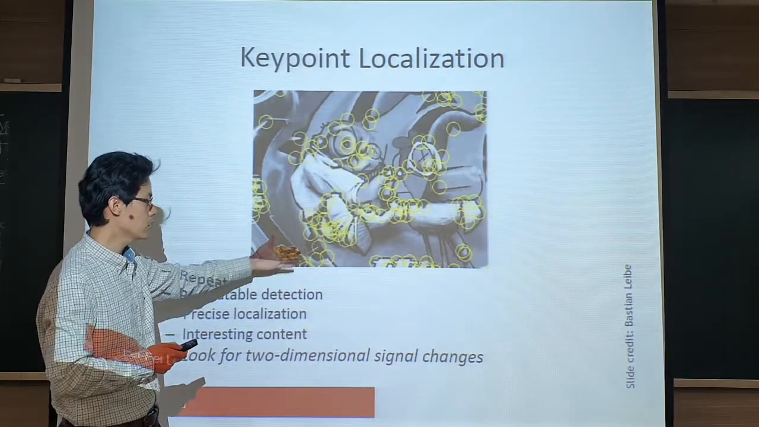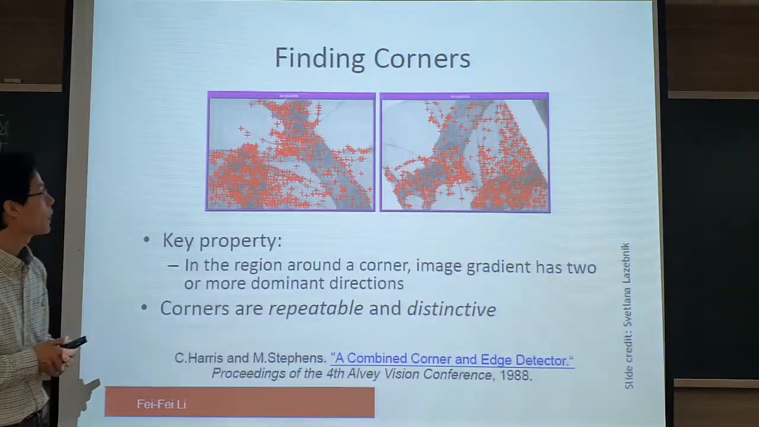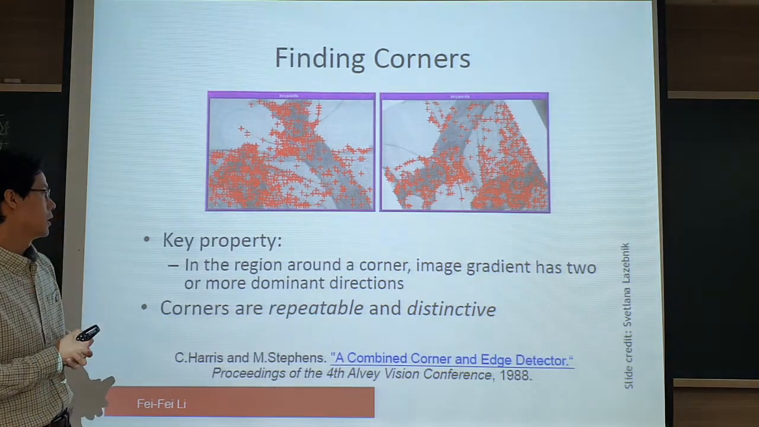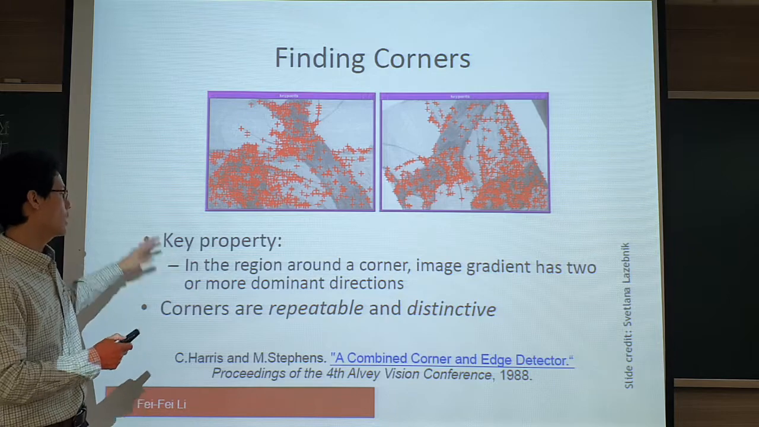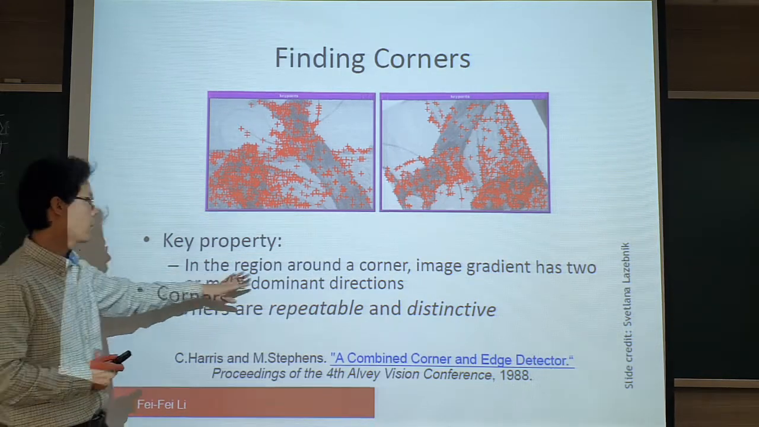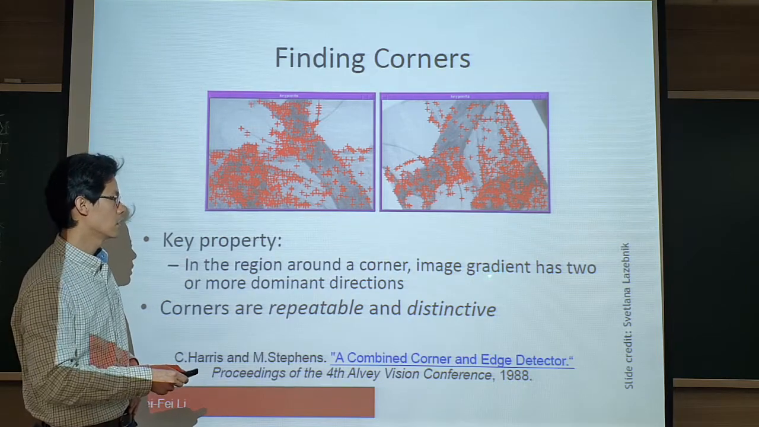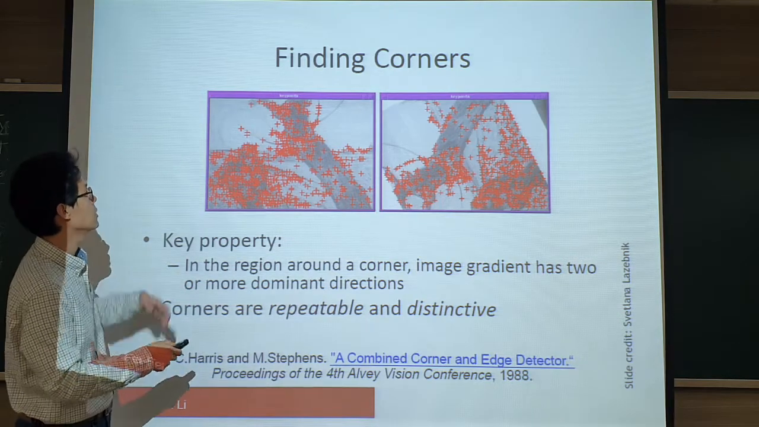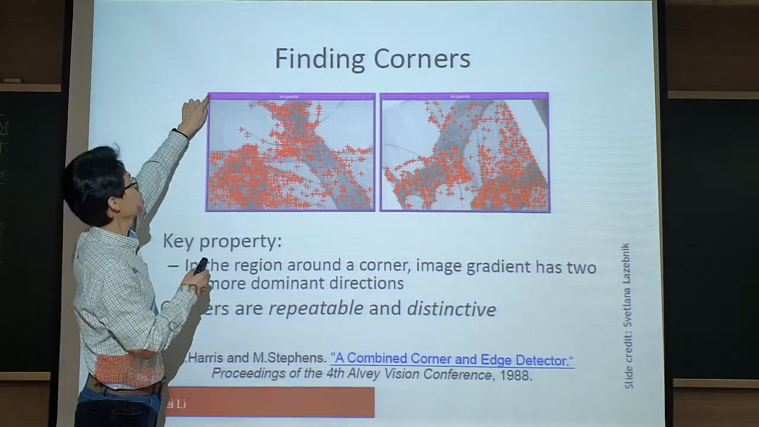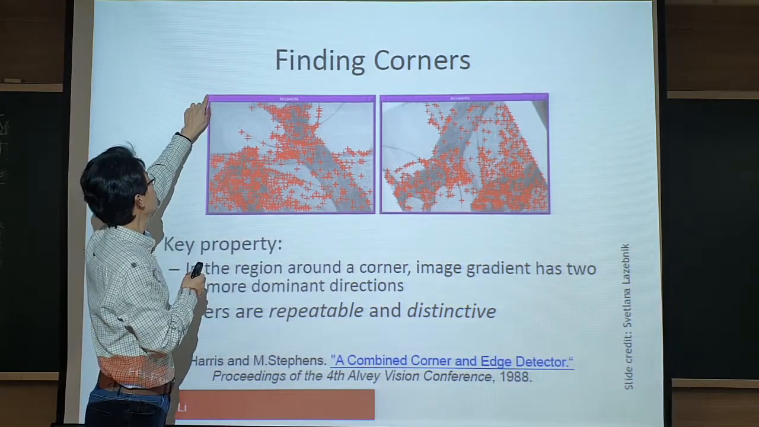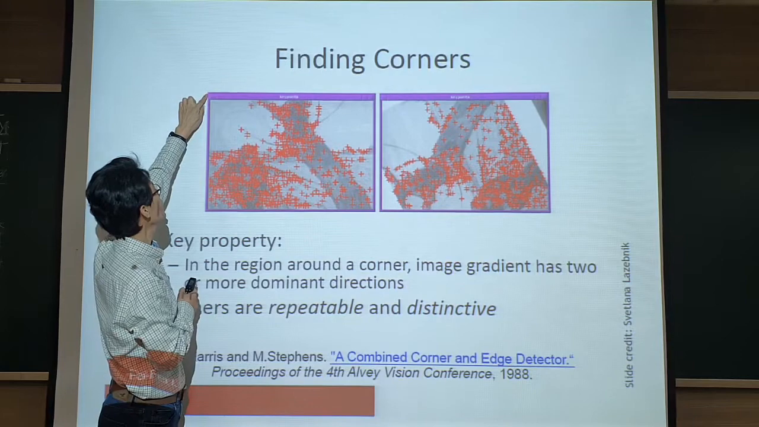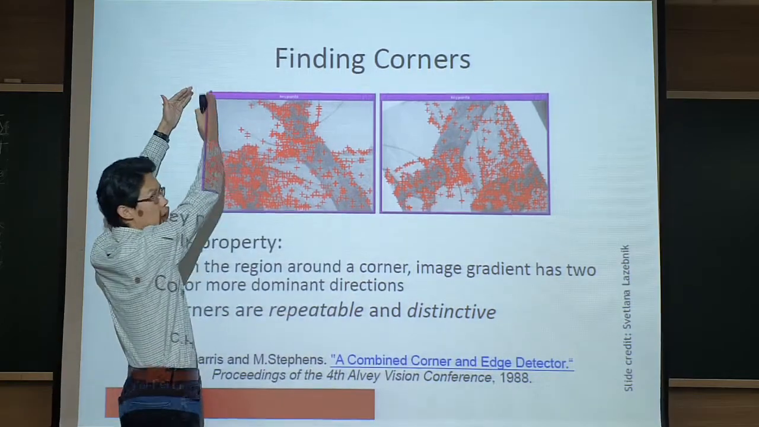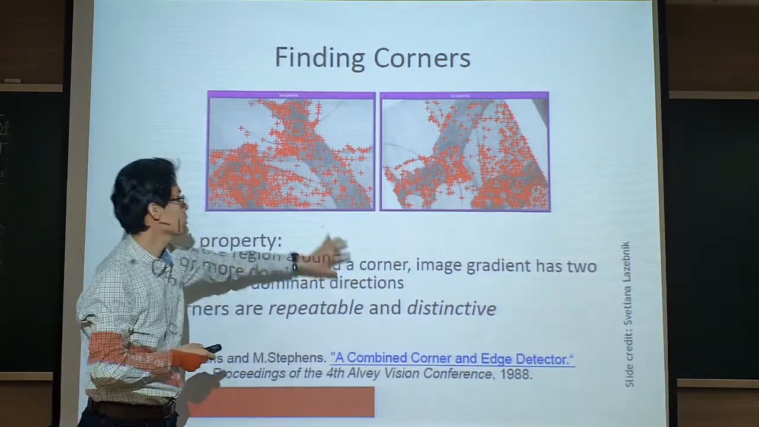The image is usually 2D, so we look at the two-dimensional signal change. Early on, the corner was treated as an interesting feature. Actually, for the corner there is very interesting information. Around the corner, if you look at the image gradient, there are basically two very dominant directions. For example, here this is a corner, right? At the corner we might get the image gradient from here to there, or from here to there, right? So that indicates that this describes the feature.